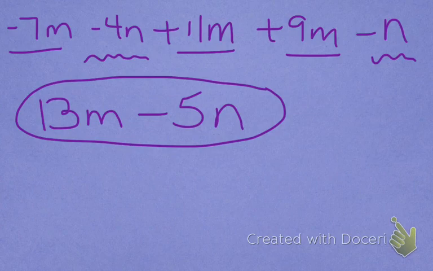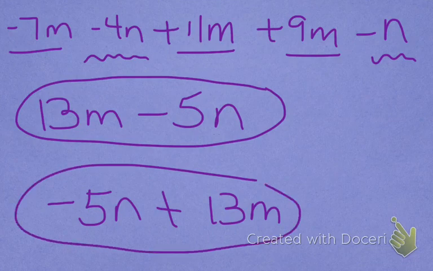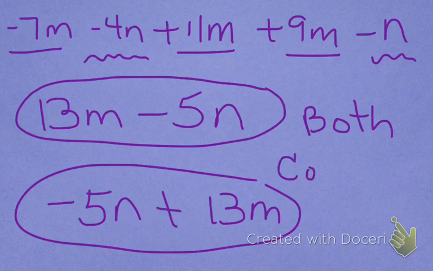And again, you could have done your n's first. There's no reason you had to do your m's first. So it would have been negative 5n, because the negative goes in front with it. And then how would we write the 13m? Plus 13m. So both of these are correct.